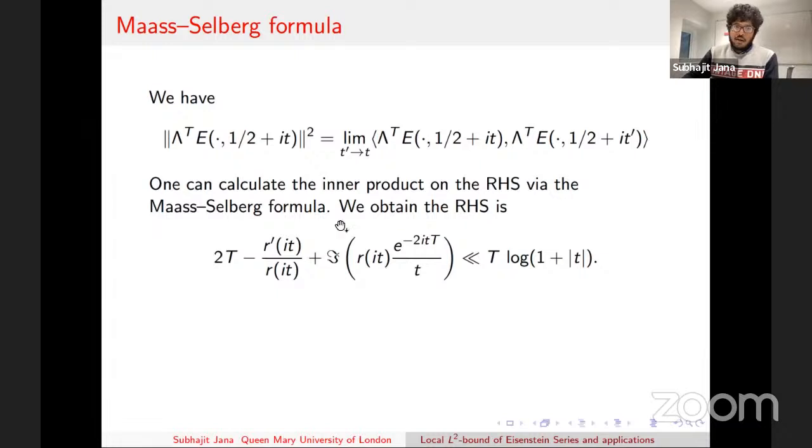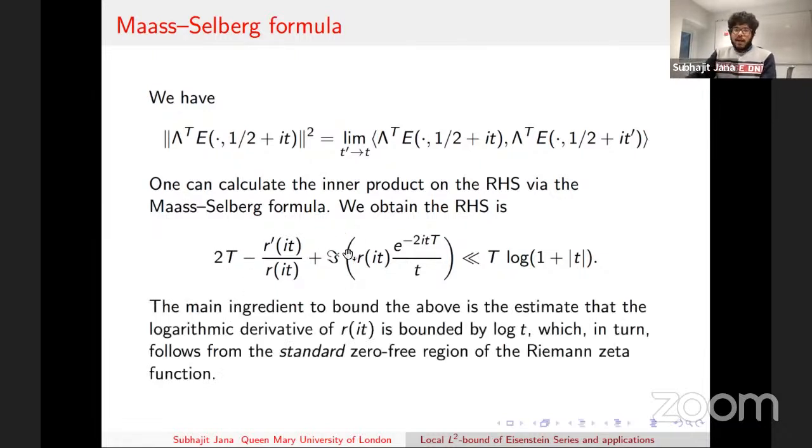So this thing is bounded by 1, this thing is bounded by t, and this quantity is bounded by log t. The logarithmic derivative of r is bounded by log t. And this follows from the so-called zero-free region of the Riemann zeta function near the edge of the critical strip, that is, near the vertical line where the real part equals 1.